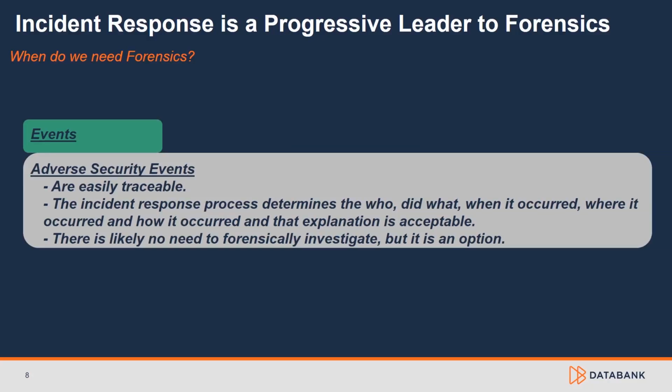So where do we get in? Let's start taking a look at adverse security events. Is that an area where we need to investigate? Well, possibly we do. This is what I call the gray area. These adverse security events are typically easily traceable back to their source. The incident response process has determined the who, the what, the when, the where that an item may have occurred. So what we would use forensics for within an adverse security event is to either back up what the incident response team has already identified, or look for things that the incident response team has not been able to find.